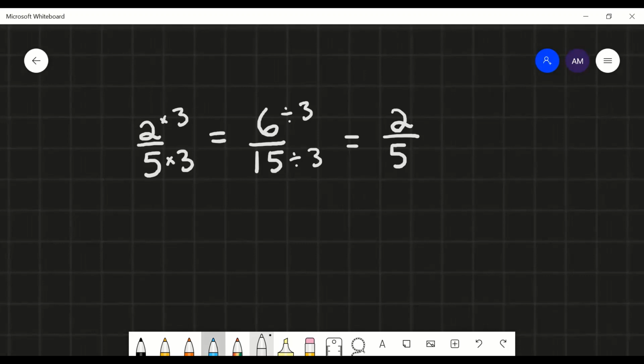So these are some tools that we're allowed to use. You can multiply the top and bottom numbers by the same number, or you can divide the top and bottom numbers by the same number.